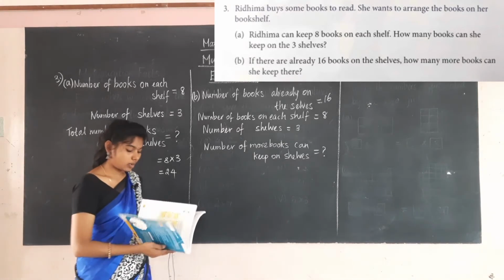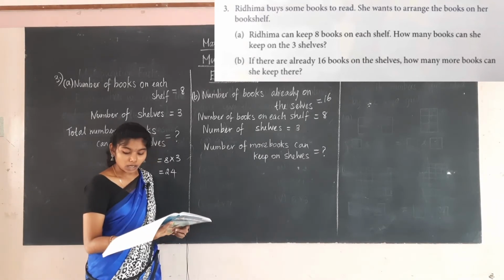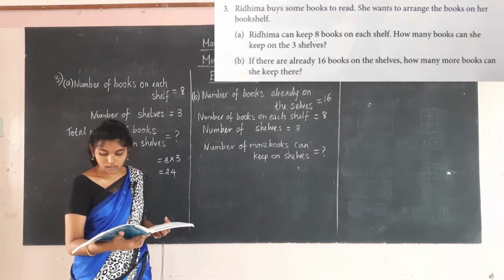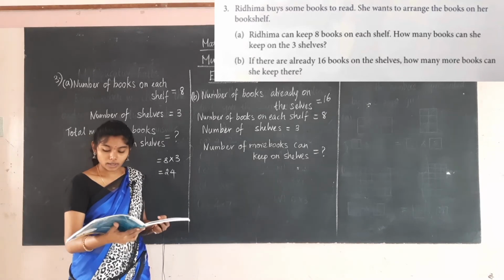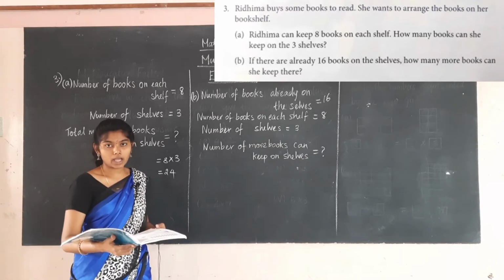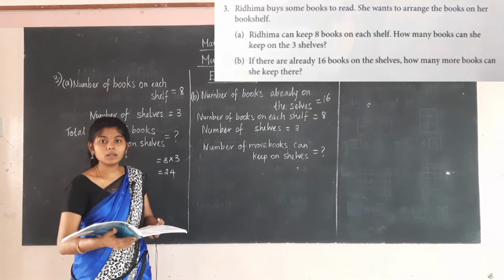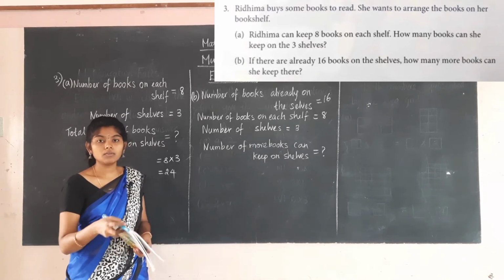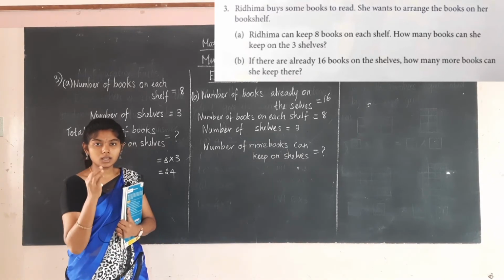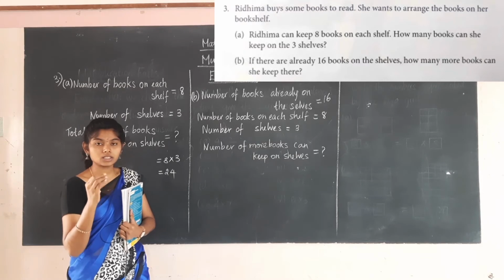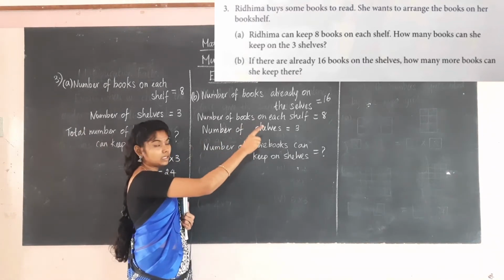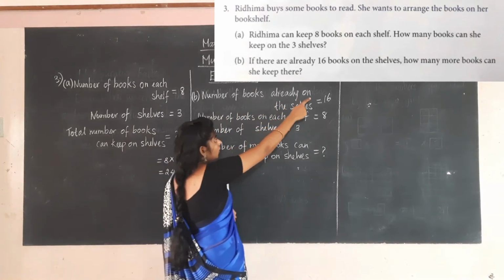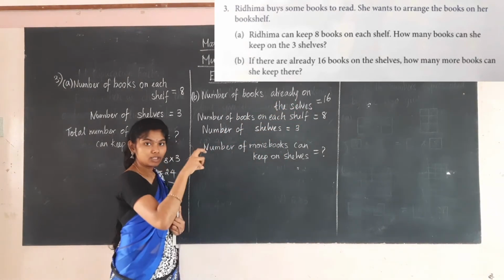And now the next question is: if there are already 16 books on the shelves, how many more books can she keep there? So here, what is given? Already 16 books she has kept, and we need to find how many remaining she needs to keep. So totally we know that there are 3 shelves, and in each shelf she can keep 8 books. Already she kept 16 books. Number of books already on the shelf is 16.